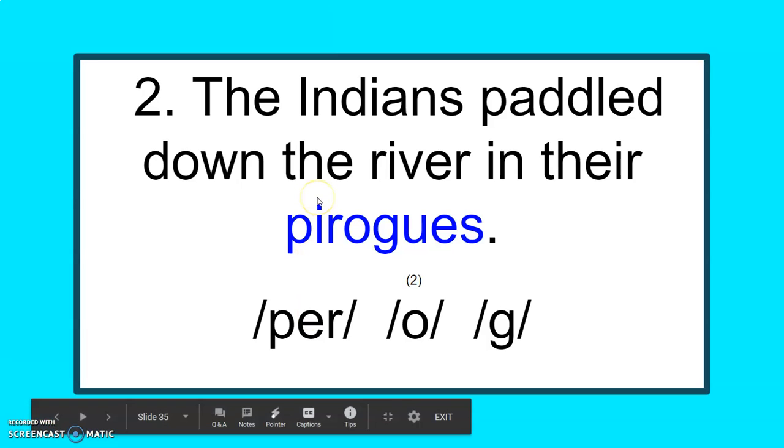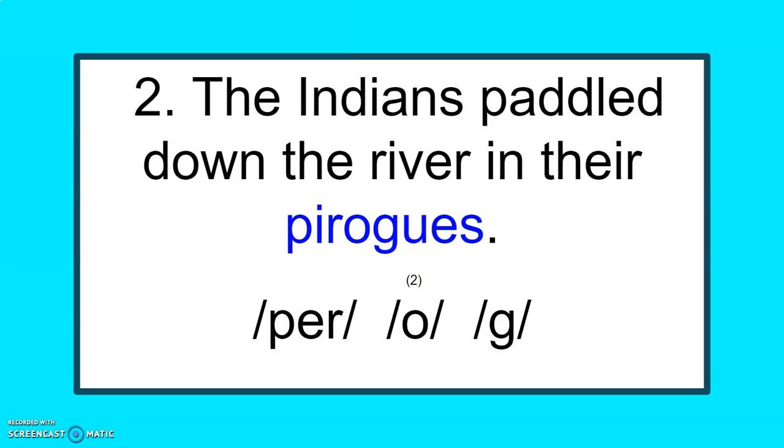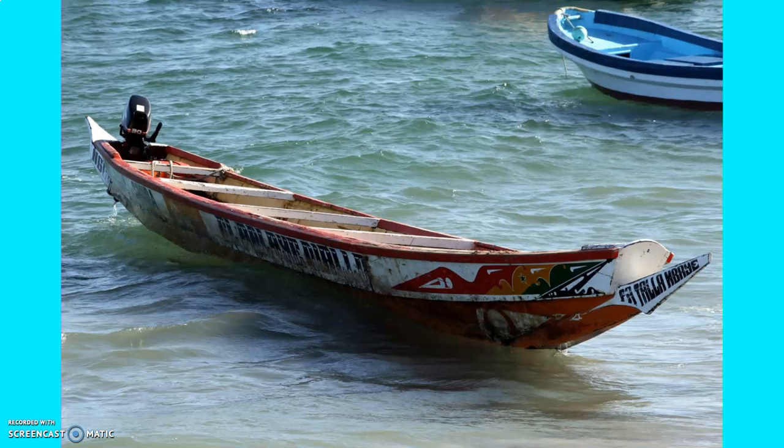And let's see what the sentence says, and then I'll show you a picture of one. Okay, let's say it together. The Indians paddled down the river in their pirogues. All right, and let's look at one. Here's one. Now, do you think the Indians had motors on theirs? No. All right, let's move on.